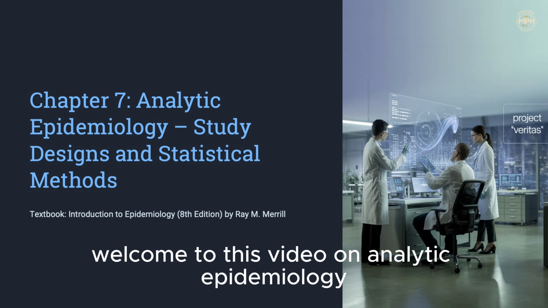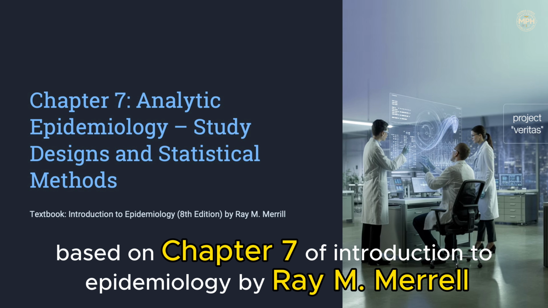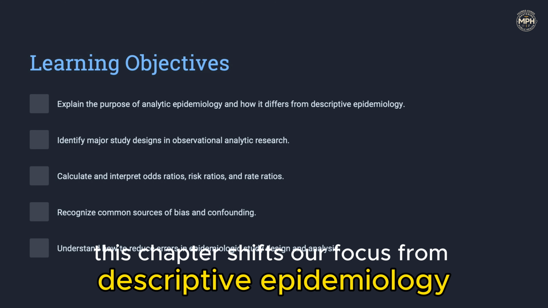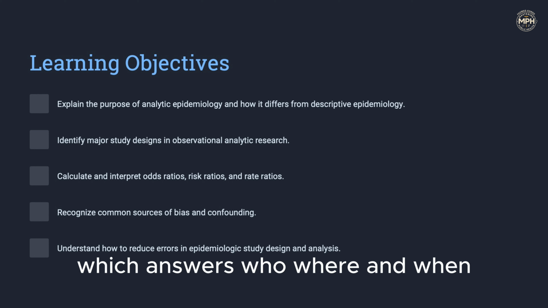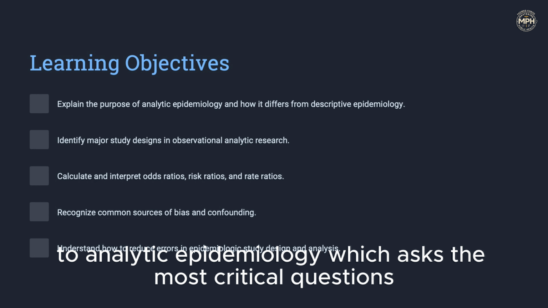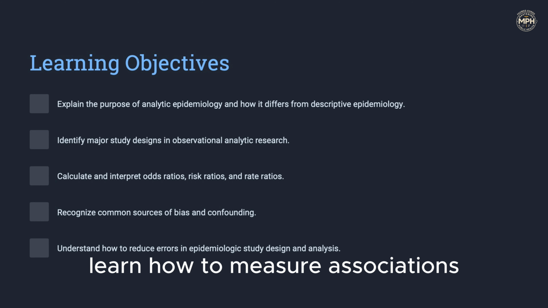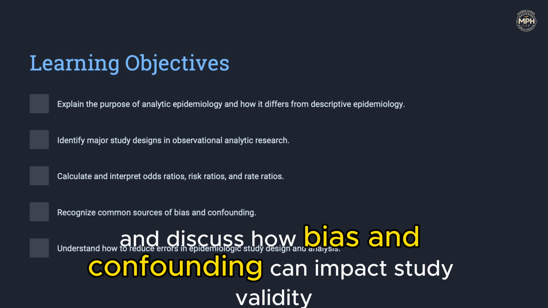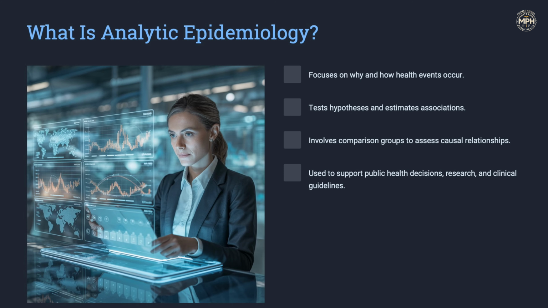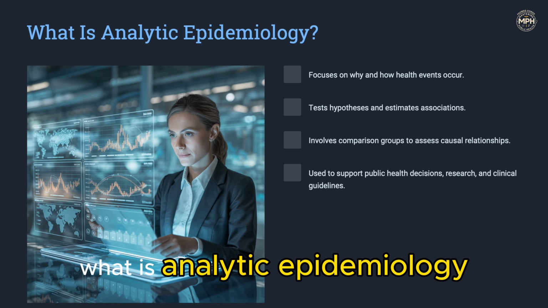Welcome to this video on Analytic Epidemiology based on Chapter 7 of Introduction to Epidemiology by Merrill. This chapter shifts our focus from descriptive epidemiology, which answers who, where, and when, to analytic epidemiology, which asks the most critical questions: why and how. We'll explore different analytic study designs, learn how to measure associations, and discuss how bias and confounding can impact study validity.